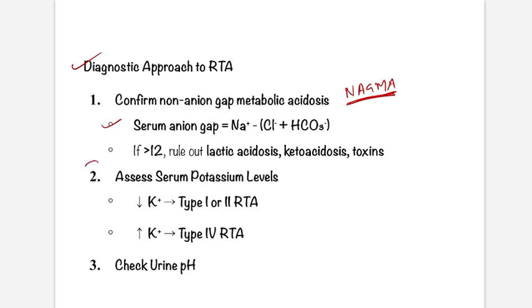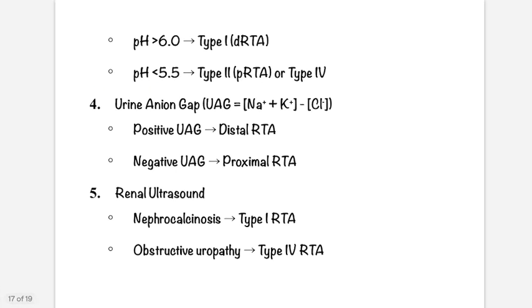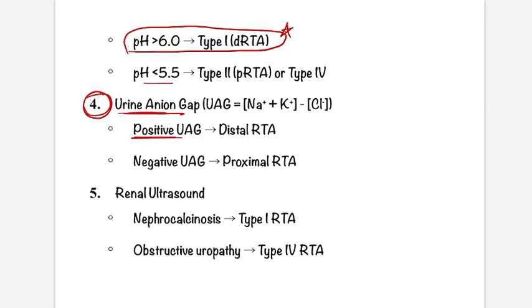Next step, just see serum potassium levels. If potassium levels are high, it is definitely due to type 4 RTA. If it is low, it may be due to type 1 or type 2. Urinary pH: if pH is more than 6, it is definitely due to type 1 or distal RTA. Less than 5.5, it may be due to type 2 and 4.